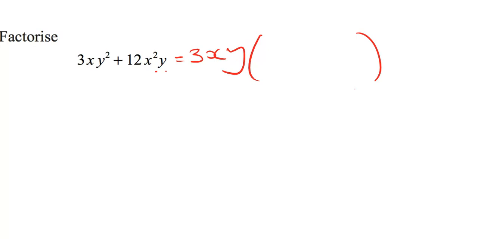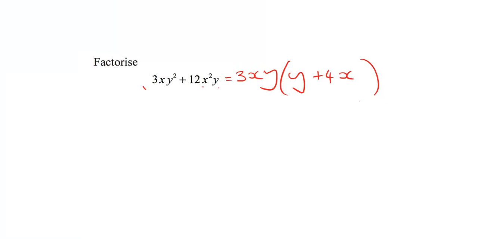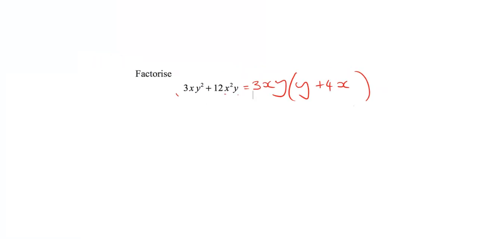Now that I've done that, what's left over? 3xy multiplied by y is going to give us 3xy squared. On the right-hand side, 3 times 4 makes 12. We've got 1x outside, so we're going to need another x in that bracket to make that x squared, and the y has already been removed, so we're finished. 3xy, open bracket, y plus 4x. Okay, hopefully that helped you to understand how to factorize an expression.